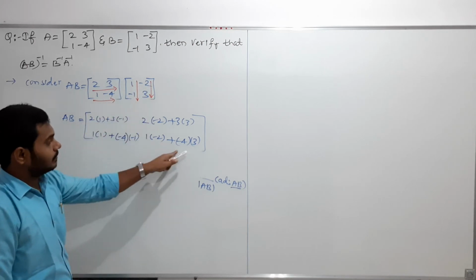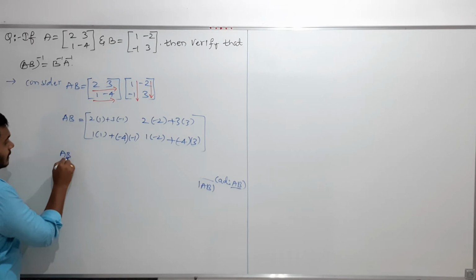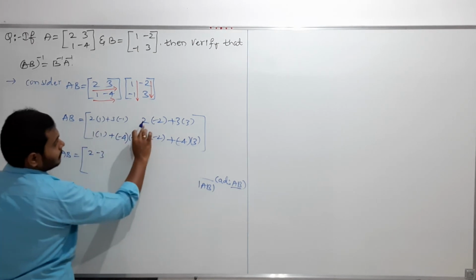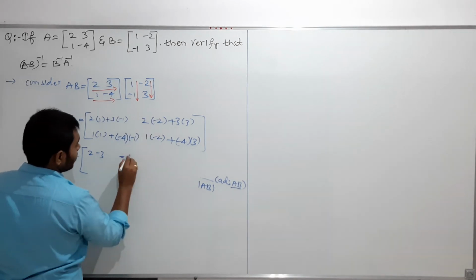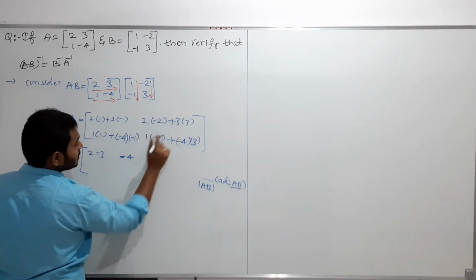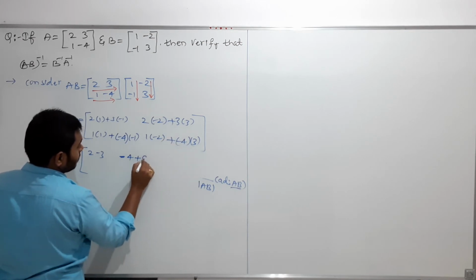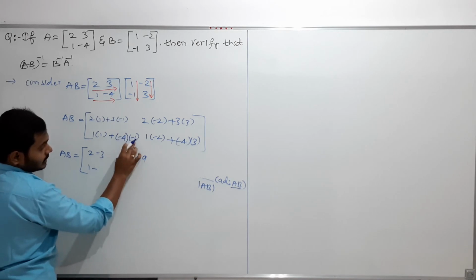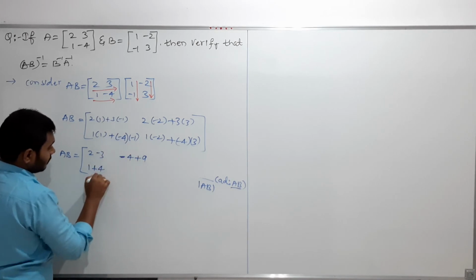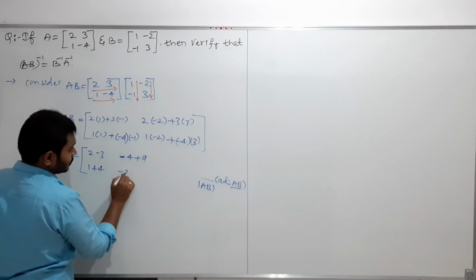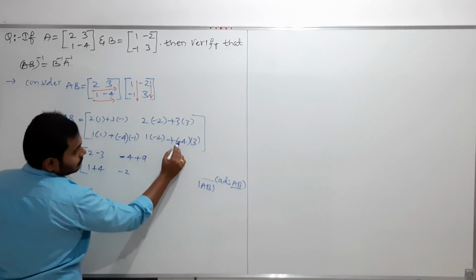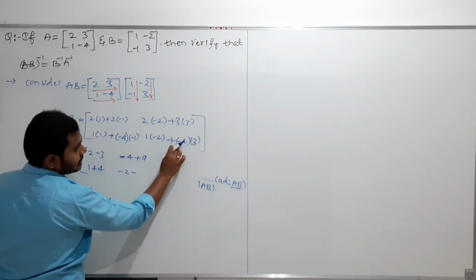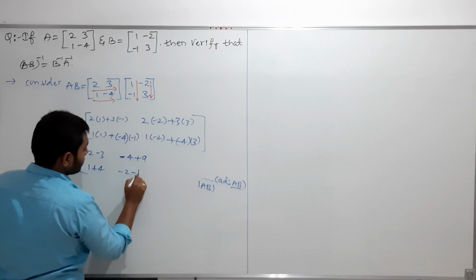And this is equal to, AB is equal to 2 into 1 is 2, plus minus 3; 2 into minus 2 is minus 4, plus 3 3s are 9. And 1 into 1 is 1, plus 4 ones are 4; 1 into minus 2 is minus 2, plus minus 4 3s are minus 12.